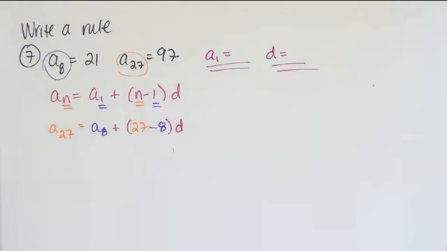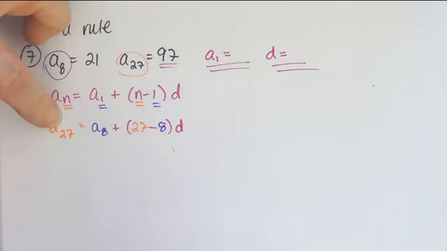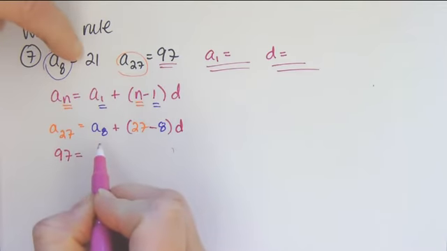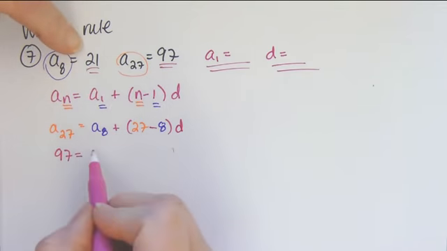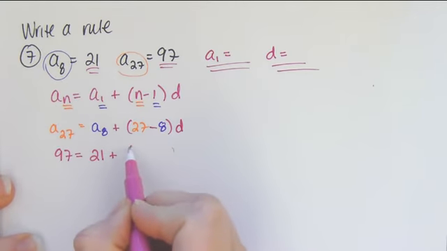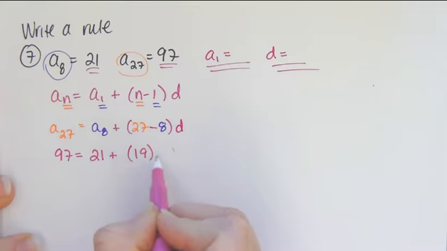Now maybe you're looking at this and thinking, well, there's still way too many variables. We can actually replace those variables because we know that a sub 27 is actually equal to 97. So I'm going to put a 97 right here. I know a sub 8 is actually equal to 21, so I can replace that with a 21. 27 minus 8 is 19, d.